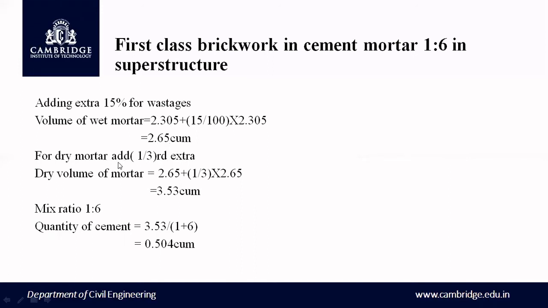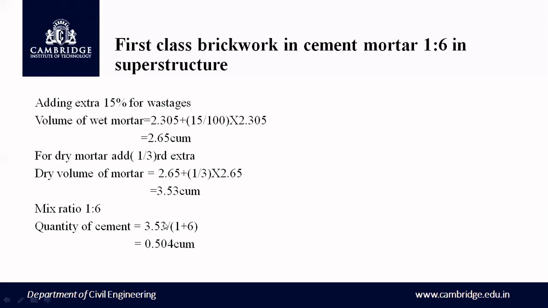Next, calculation of dry mortar, that is by adding an extra 1/3 to the wet volume. Dry volume of the mortar is equal to 2.65 plus 1/3 of 2.65. We get 3.53 cubic meter. Next, we know that the mix ratio is 1:6.